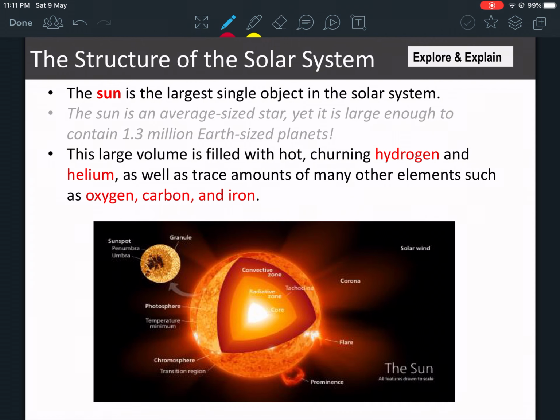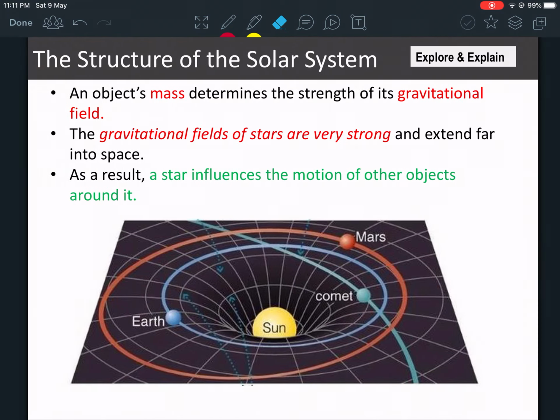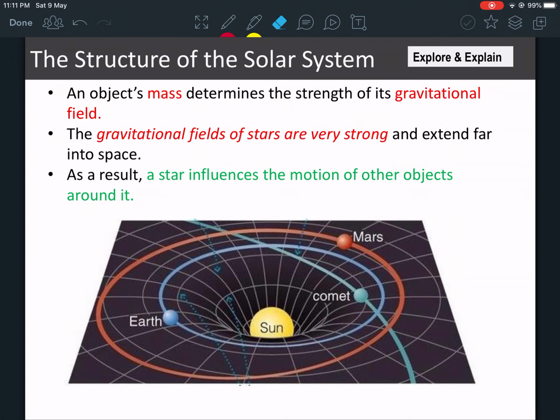The sun is the largest single body, and it's made of hydrogen, helium, oxygen, carbon, iron, and it can fit 1.3 million Earth-sized planets. So it's pretty big. An object's mass is what determines its gravitational field, and because the sun has the most mass, its gravitational field is very high, and that's why everything else revolves around it. It influences the motion of everything else in our solar system.